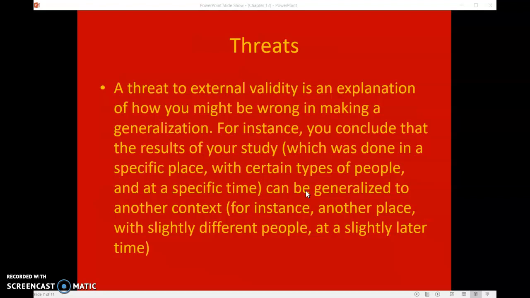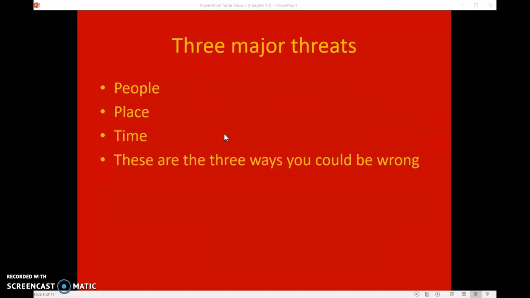It's an explanation of how you might be wrong in making a generalization. For instance, you conclude that the results of your study, which is done in a specific place with a certain type of people at a specific time, can be generalized to another context in another place with slightly different people at a slightly later time. That's the threat. Because if you can't do this, then what you've done has little value, because it'll never happen again. So the three major threats are people, place, and time. These are the ways that you could be wrong.